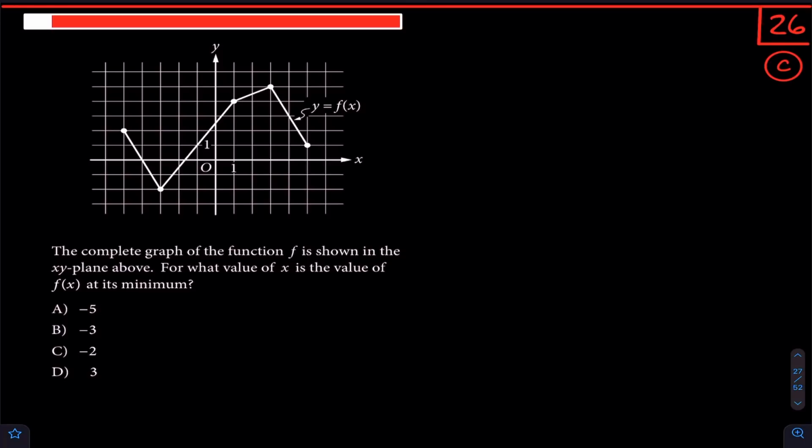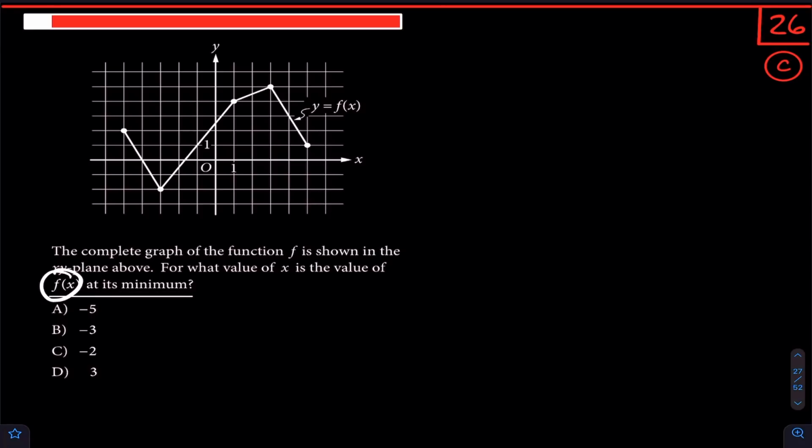So we are going to start with problem 26 here. This problem is pretty quick. It says the complete graph of the function f is shown in the xy plane above. For what value of x is the value of f of x at its minimum? So we're looking at where f of x is at its minimum.